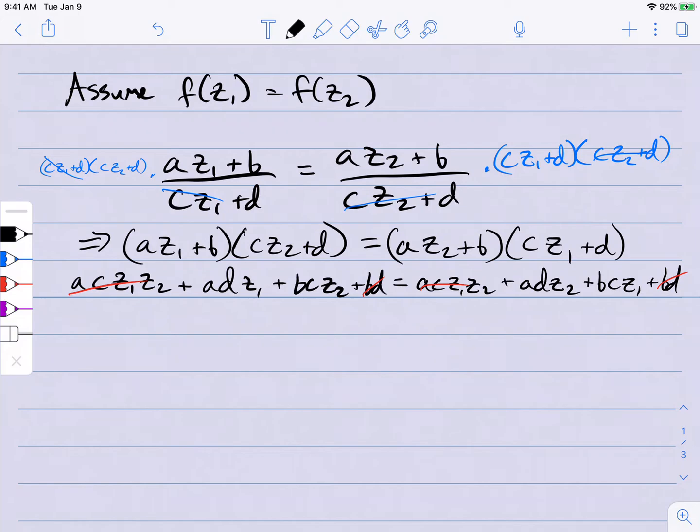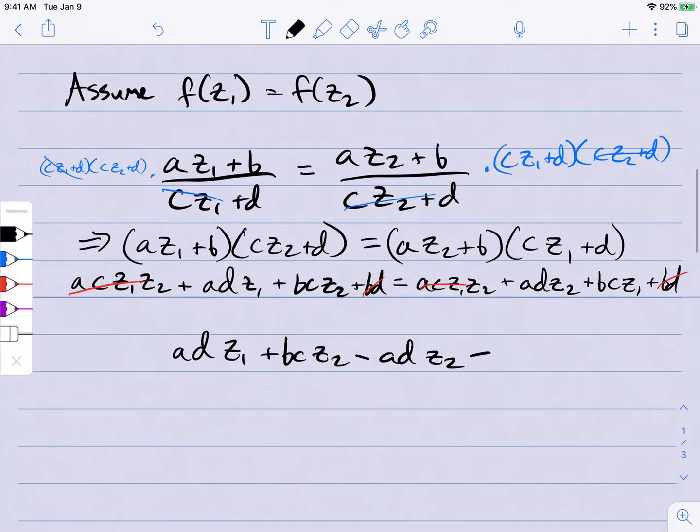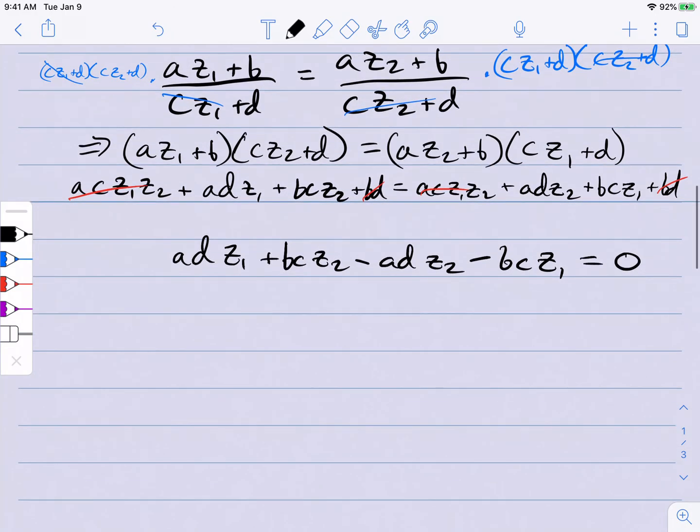And so what I get is, I'm just going to move everything to the left-hand side. So I'm going to subtract this part from both sides. So I get a d z1 plus b c z2 plus a d z2. Oh, minus, because I'm subtracting that from both sides. Minus b c z1 equals 0. That's what that simplifies to.